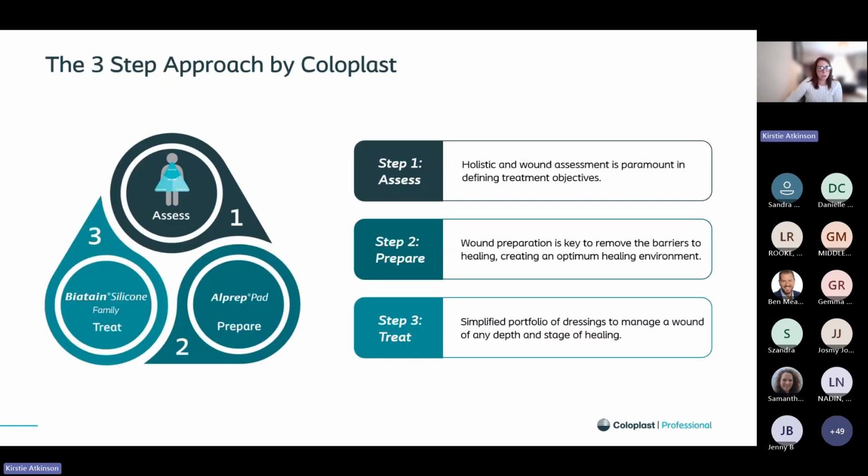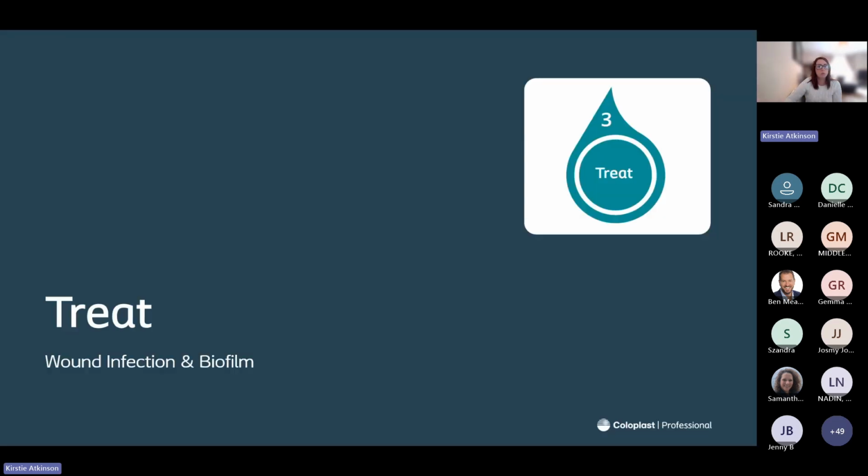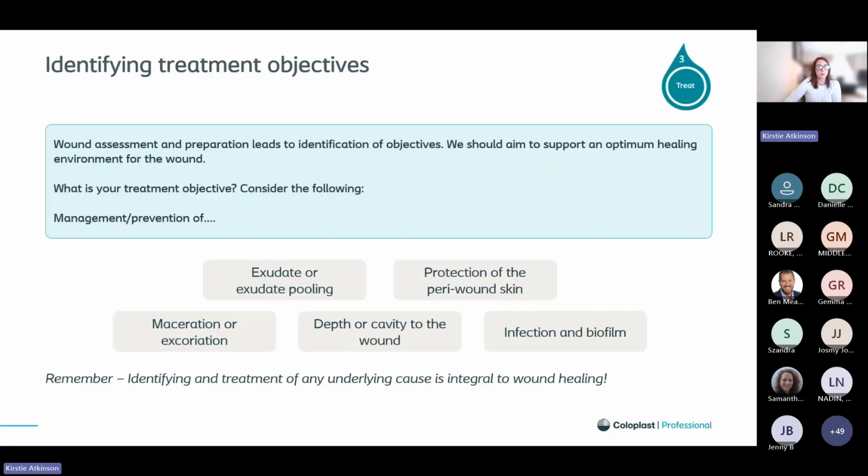So that's step 2, and that's preparing a wound that's infected or has a biofilm. So what we'll do now is we'll move on to treat, and this treatment section is based on if a wound was infected or had a biofilm. So when you've done your wound assessment, you would identify your treatment objectives, and that could be down to exudate or exudate pooling, protection of the peri-wound skin, maceration or excoriation, managing the depth or the cavity that's in the wound, or infection biofilm management, or it could be all of these.